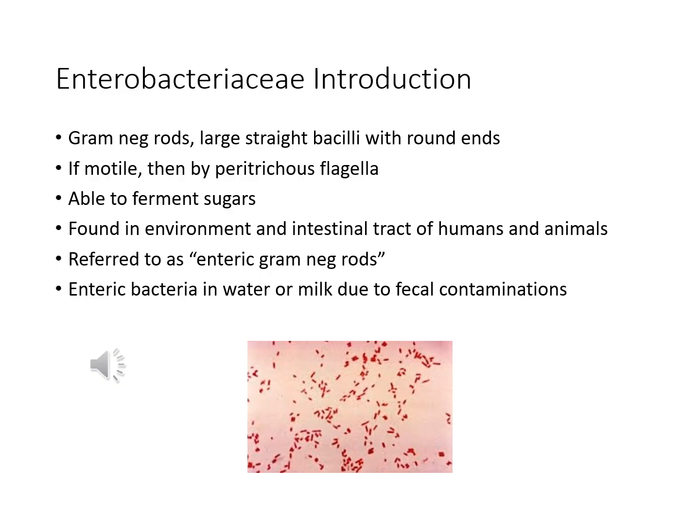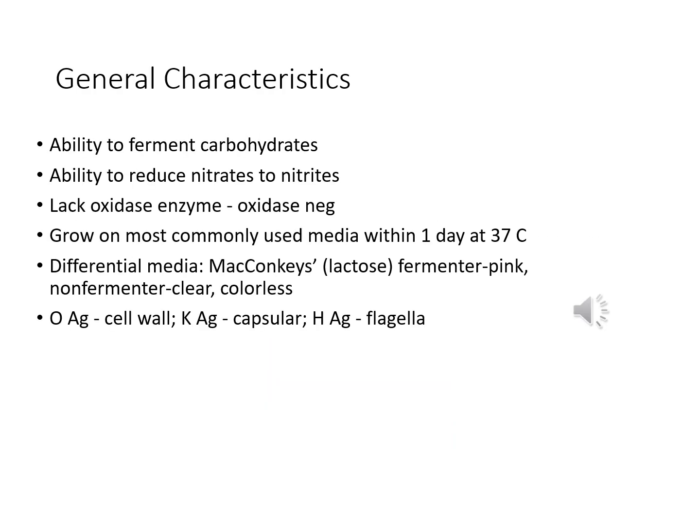A lot of times you'll hear this family referred to as enteric or enteric gram-negative rods. The enteric bacteria in water and milk are oftentimes due to fecal contamination. Additional general characteristics are that they have the ability to ferment carbohydrates, specifically glucose, the ability to reduce nitrates to nitrites, and they lack the oxidase enzyme, so they are oxidase negative.